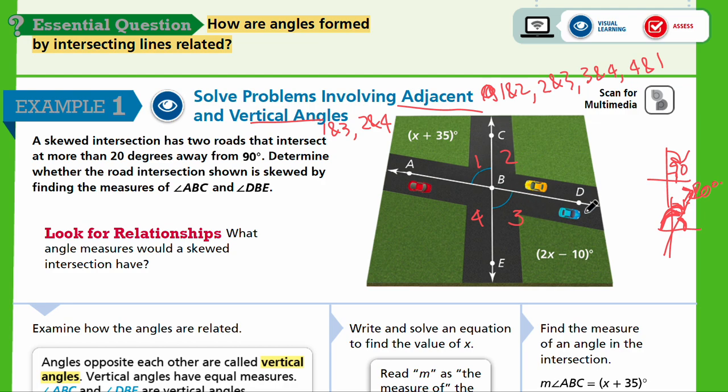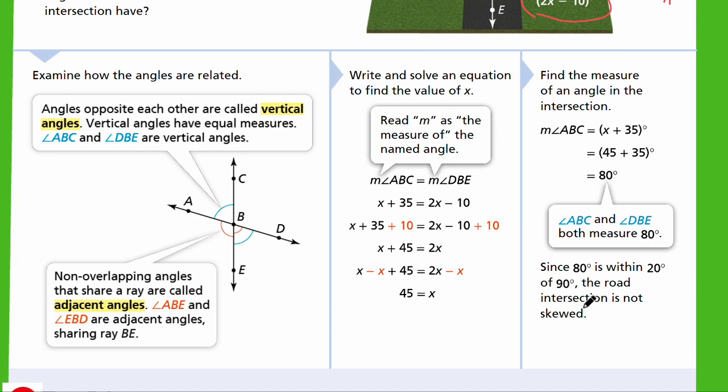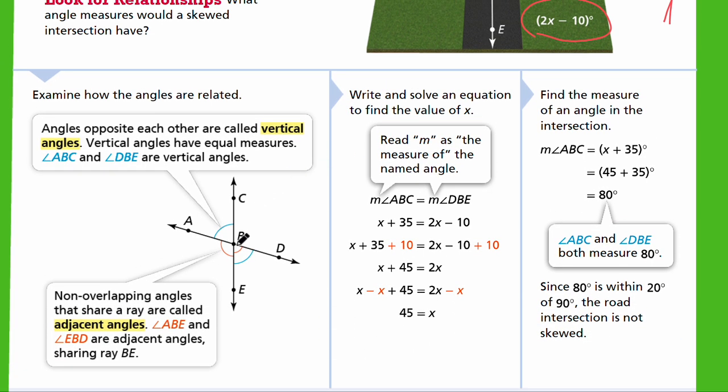All right, so the measures of ABC and DBE, so angles 1 and 3 over here, are expressed as x plus 35 and 2x minus 10. But then they're vertical angles, so they're actually going to be the same. The vertical angles have equal measures, because if these are two lines, and this line moves from here to there, that line also moves the same way, right? So then the vertical angles will have equal measures.